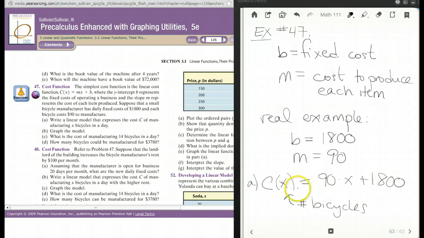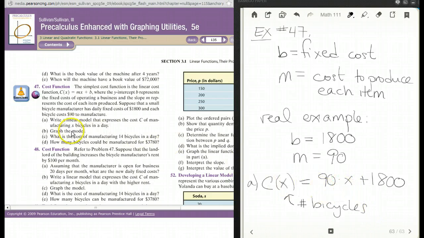If we just look at this for a second and read it, it says that if we want to make x bicycles, then each bicycle costs $90 to make. So just to manufacture the bicycles, it would cost me 90 times x. That's just to make the bicycles themselves. Then I have to add to that the fixed costs of $1,800, like the building or any sort of liability insurance or something silly like that. So this function actually does represent the fixed costs plus the costs to manufacture each item, for the number of items being manufactured. Okay, so that's for part A.